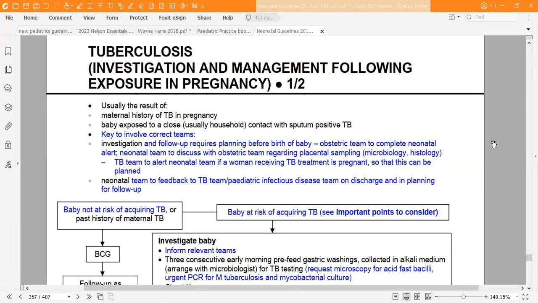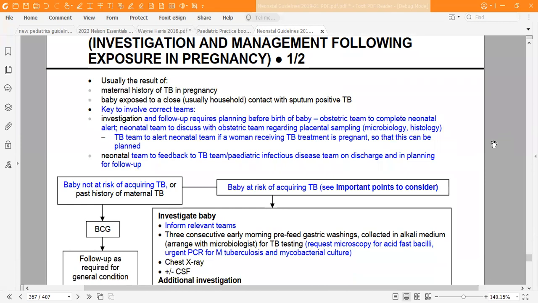Usually the results of maternal history of TB in pregnancy. So mom got TB during the pregnancy period. Baby exposure to a close, usually household contact with sputum positive TB. Anyone infected with TB and the baby got in contact with.